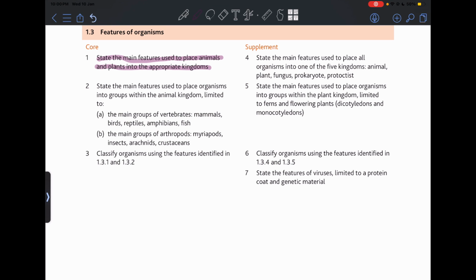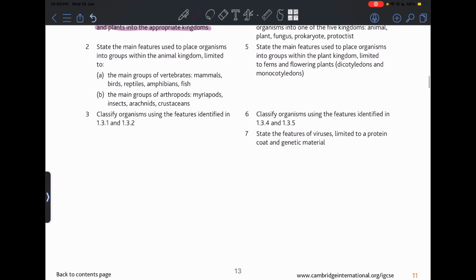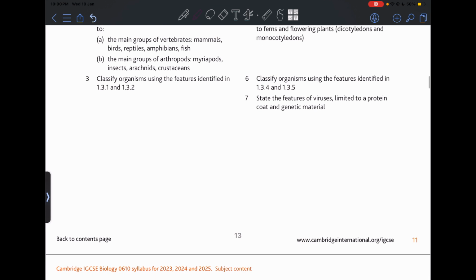So over here in number 5, you have to know that in the plants, there are ferns and flowering plants, dicotyledons and monocotyledons. So you have to know that there is dicotyledon, which means a plant that has 2 seed leaves, and monocotyledon is a plant that has 1 seed leaf only. Now you have to also classify organisms using the features identified in 4 and 1.3.5. And you also have to state the features of viruses, limited to a protein coat and genetic material. So you have to know that a virus is made up of a protein coat and genetic material for the extended students.